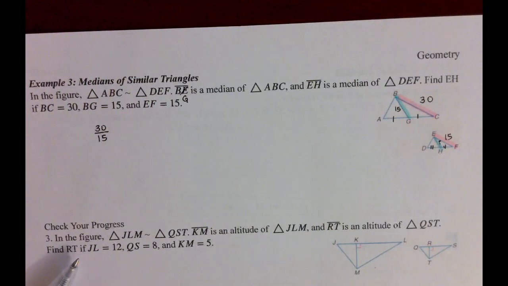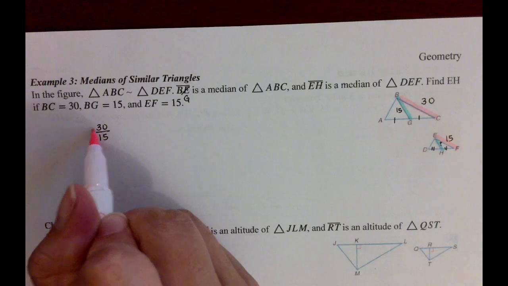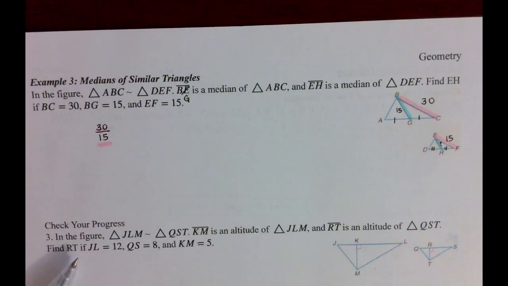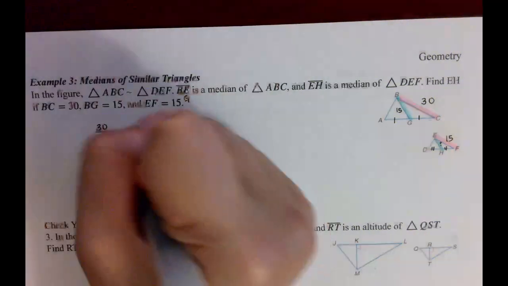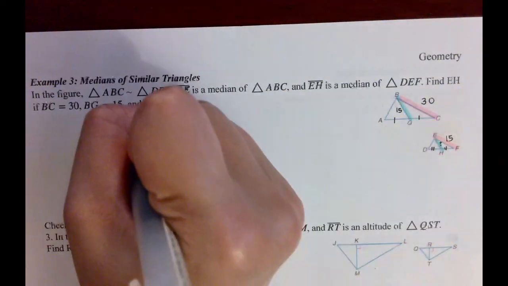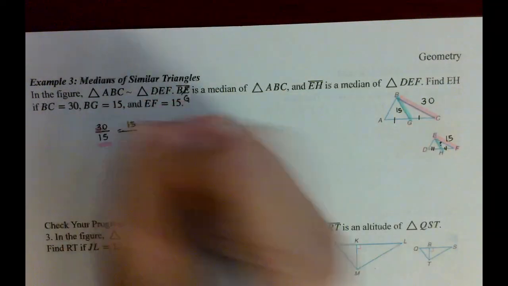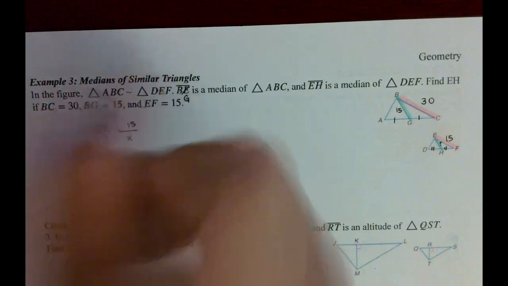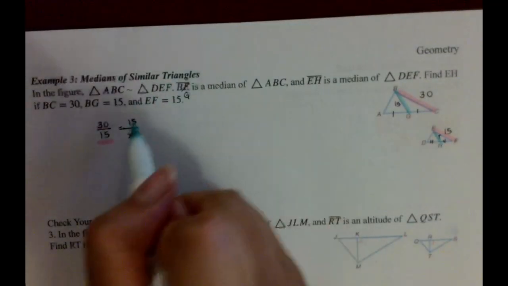Right, so note here, it's what I highlighted in pink. 30 over 15 equals, since I did this one first and on top, then this has to be first, 15 over my unknown. So let's just say x.